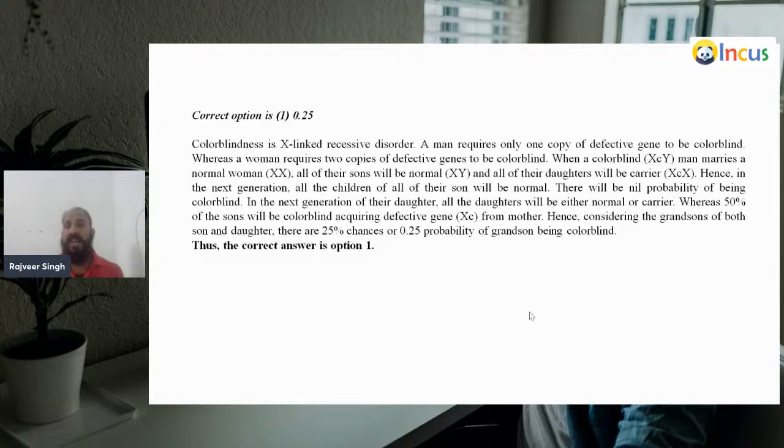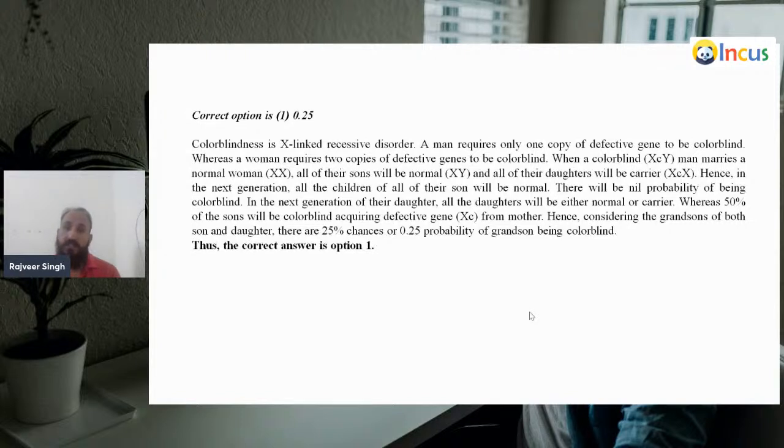Because colorblindness is an X-linked recessive disorder, a man requires only one copy of the defective gene to be colorblind, whereas a woman requires two copies of the defective gene. When a colorblind X^C Y man marries a normal woman, all of their sons will be normal, but all of their daughters will be carriers. Hence, in the next generation, all the children of their sons will be normal.